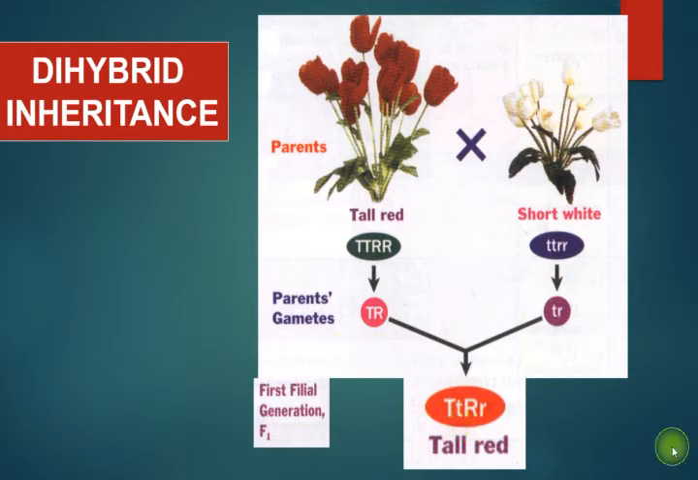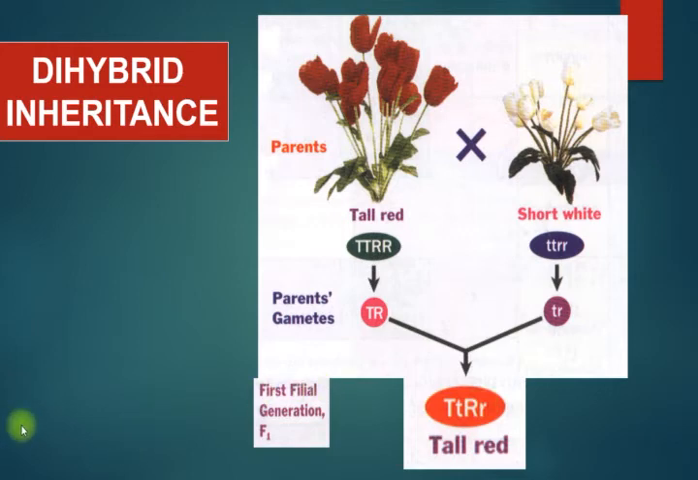Okay, so the fertilization of the gametes will produce the first filial generation, or F1 generation, which shows the same phenotype, which is tall and red plant, and the same genotype also, which are all big T, small t, big R, small r. Okay, so that is referred to as the F1 generation.